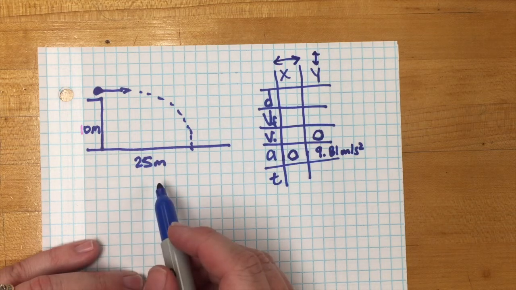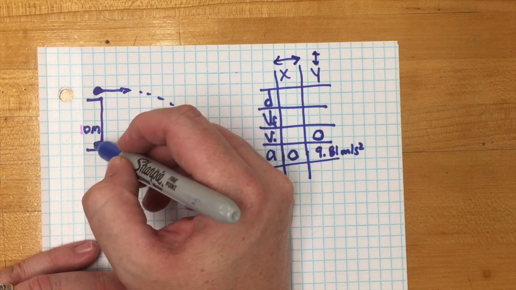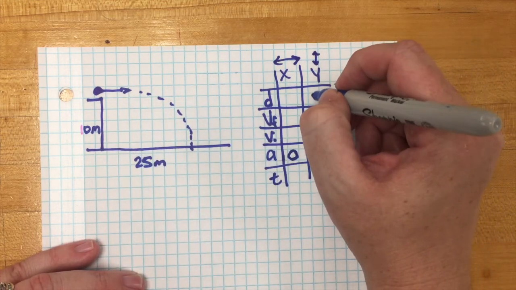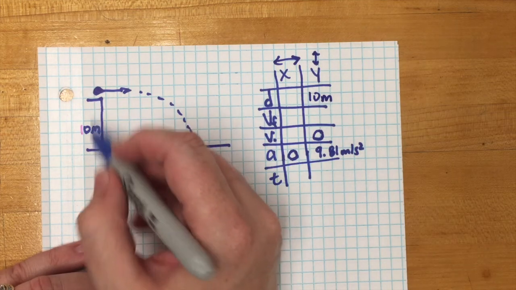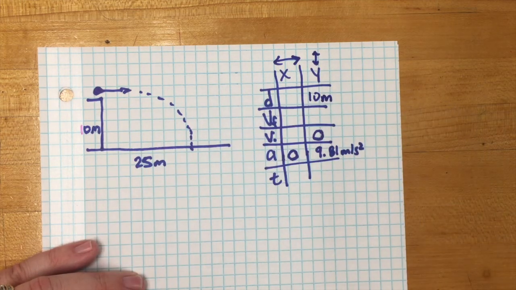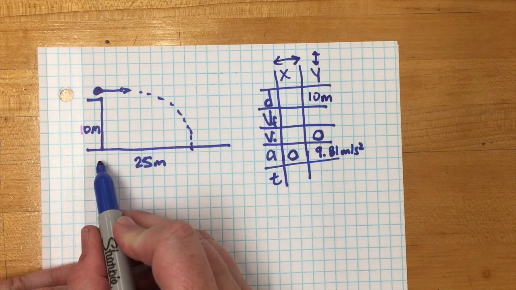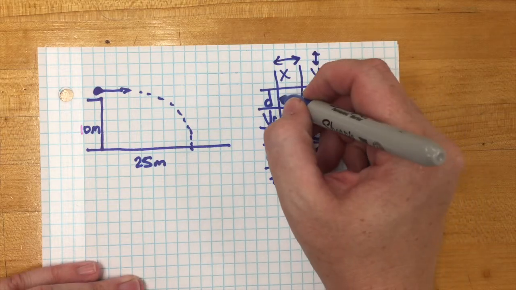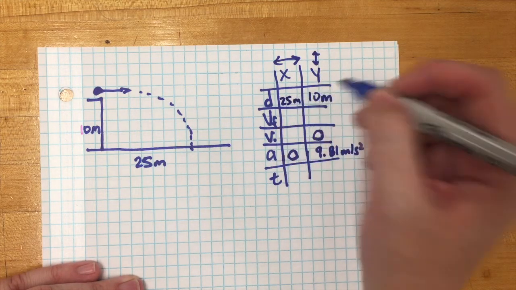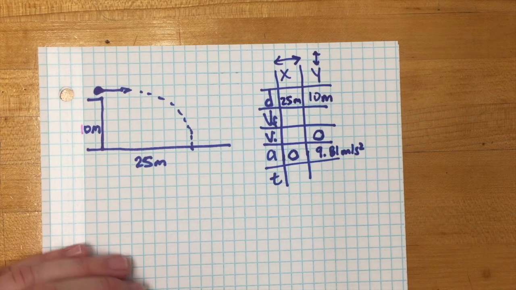Well, now we can take this other information and put it in. If we look here at the height of our ledge, that's going to be 10 meters high. And because it's going up and down, it's 10 meters high in the y direction. Here at the bottom, it's going side to side. It's going from the base of the ledge over to where it lands, and it's 25 meters, and that's in the x direction. Now we have information to start to solve our problem.